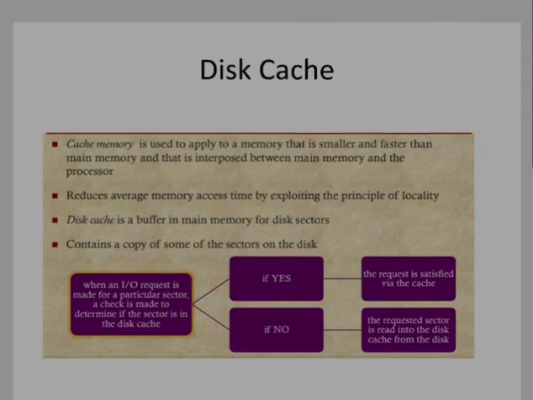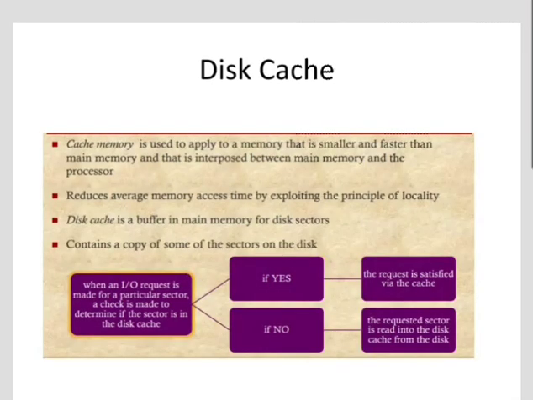Next is disk cache. Cache memory is applied to a memory that is smaller and faster than the main memory, and it is interposed between the main memory and the processor. It reduces the average memory access time by exploiting the principle of locality. The disk cache is a buffer in main memory for disk sectors. Also, it contains a copy of some of the sectors on the disk.